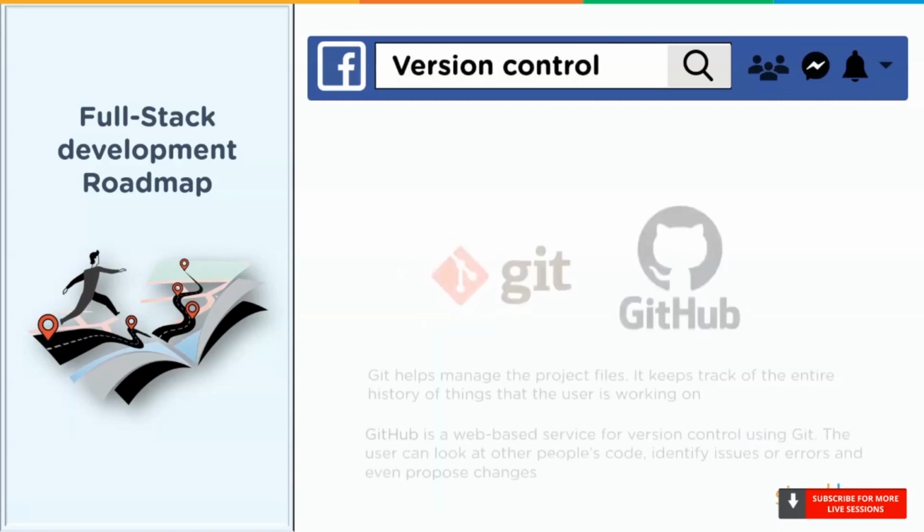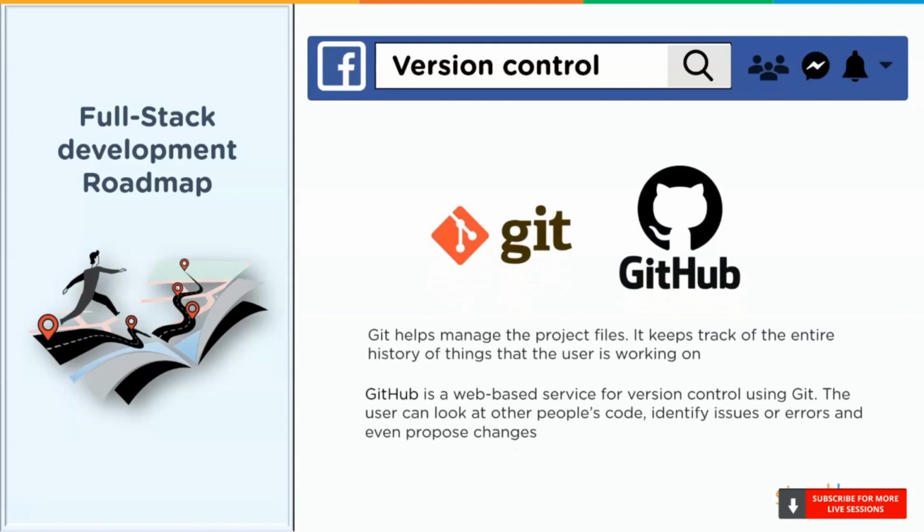Next up is version control. Now, Git and GitHub are the most widely used version control systems. Git basically helps you manage project files. Git keeps track of the entire history of things that the user is working on, right? So it allows the user to backtrack and see what he's worked on until then.